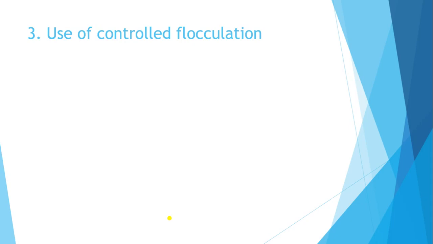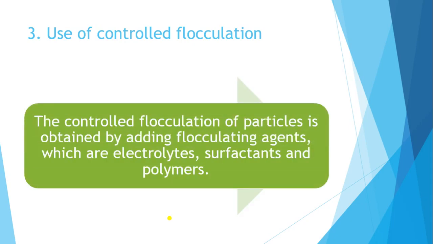Then the third method is the use of controlled flocculation. In the types of suspension we had seen in detail about flocculated and deflocculated suspension. In the flocculated suspension the particles together form lumps, and we call them flocs. So here, in controlled flocculation, we can make the suspension flocculated by using flocculating agents. These flocculating agents are electrolytes, surfactants, and polymers. So there are different types of flocculating agents.